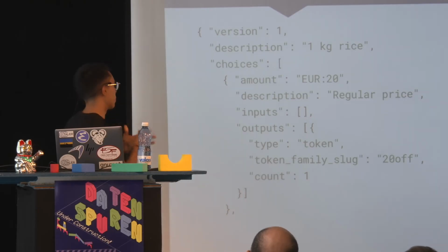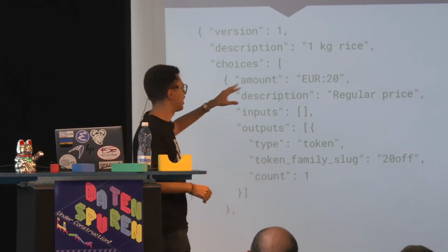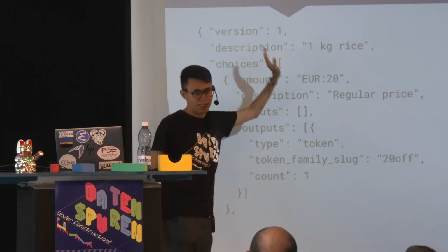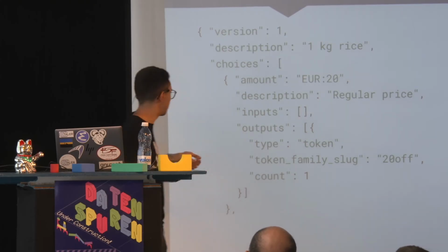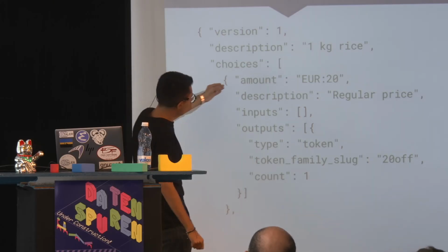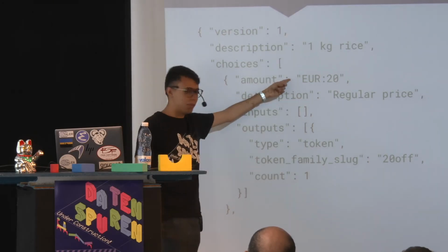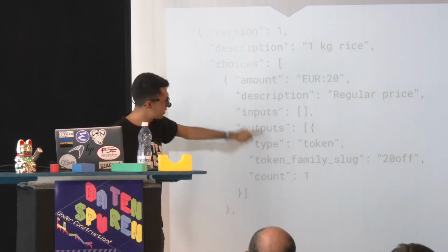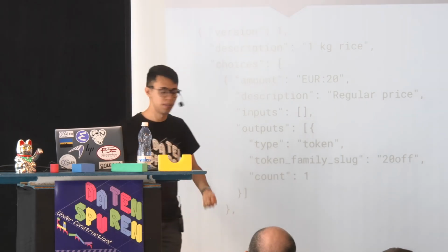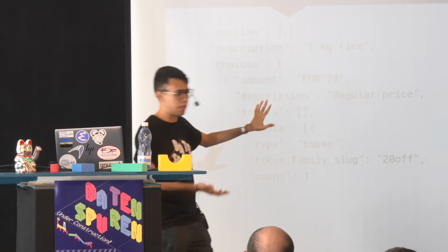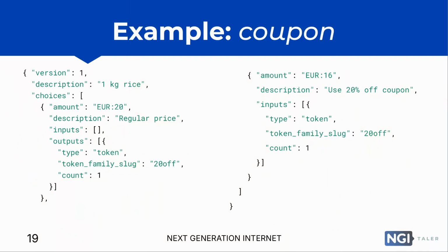So here we have the coupon. This is the rice example that I showed you on the drawings. Here we have 1 kilogram of rice. This is the description. This is what the user will see when they are paying. And then you have 2 choices here. Here you have the regular price, where you pay 20 euros, and you get back 1 20% coupon. This is the output. This is what you're getting after you pay. And then it is stored in your wallet. And then the next day, you're presented with the same order. And then you can use this choice, 16 euros.